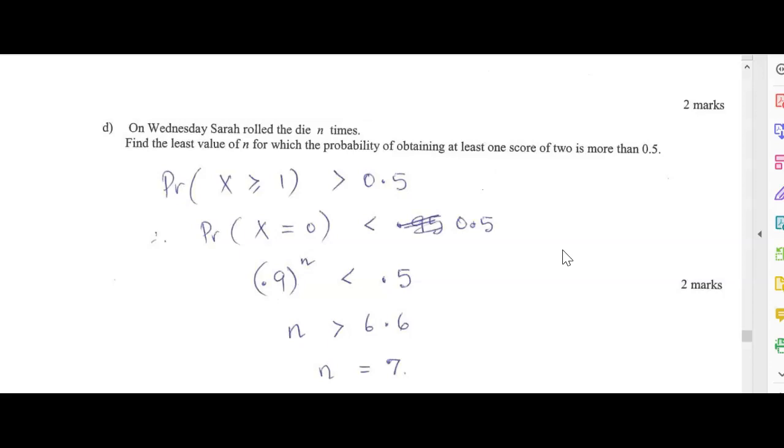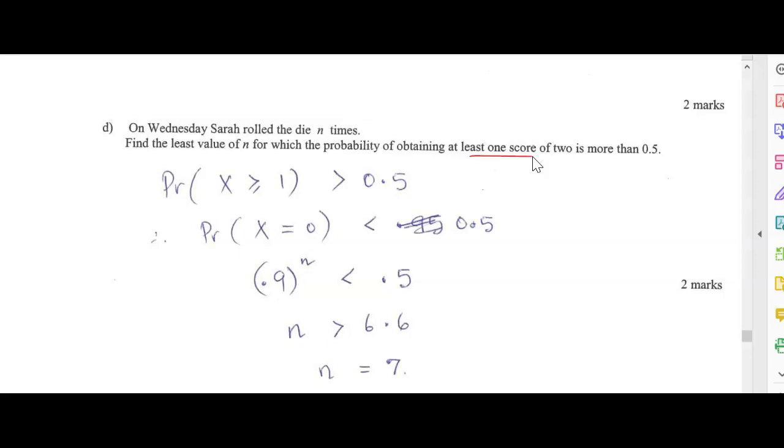On Wednesday, Sarah rolled the die n times. Find the least value for n for which the probability of obtaining at least one score of 2 is more than 0.5. So we want at least one 2, so the probability that X is greater than or equal to 1. All right, so the 1 doesn't refer to what you roll on the dice. It's how many 2s you roll. Okay, and that has to be greater than 0.5.